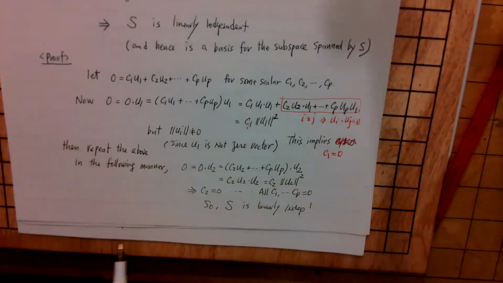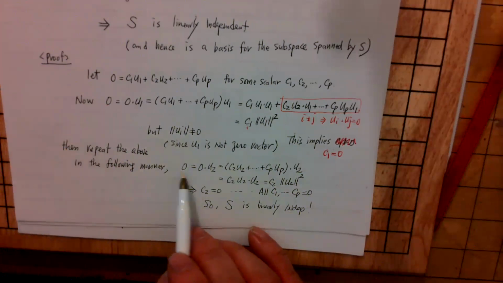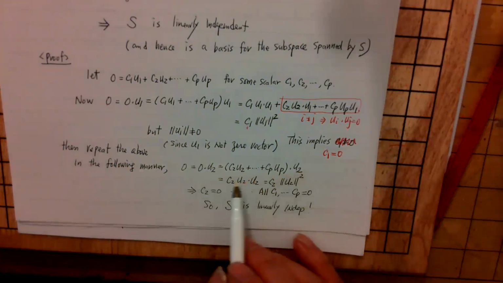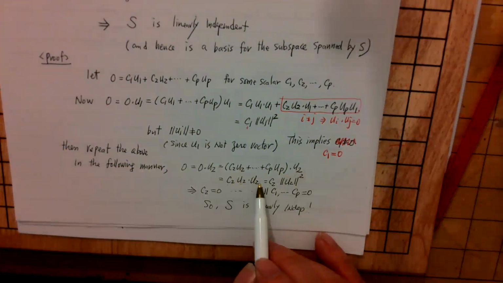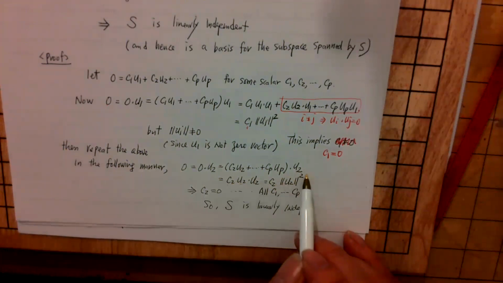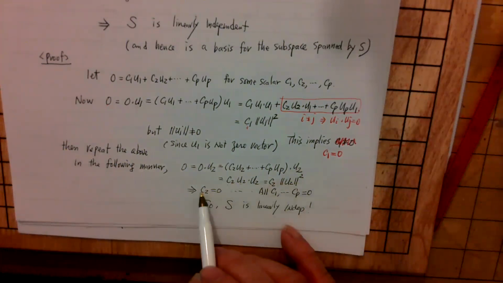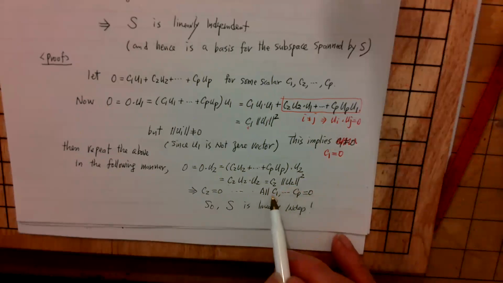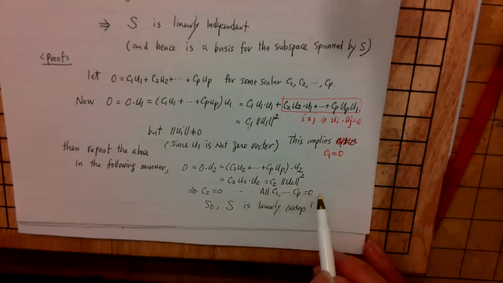So we repeat the process. Zero equals zero times u2. Then everything not equal will become zero. So the only term left is c2 times u2 times u2, and that is u2 squared. But again, because this is a non-zero vector, we can say c2 is also equal to zero. So going through the whole process, we find c1 up to cp all equal to zero.